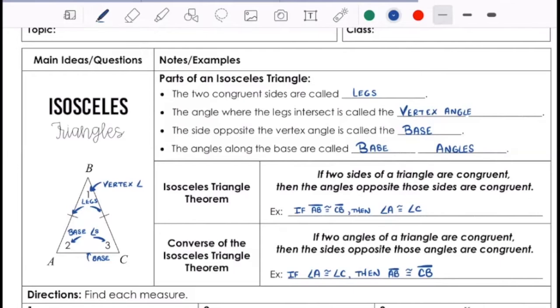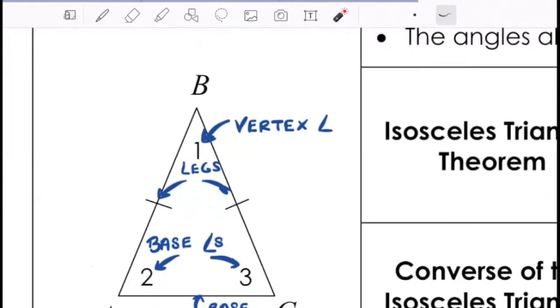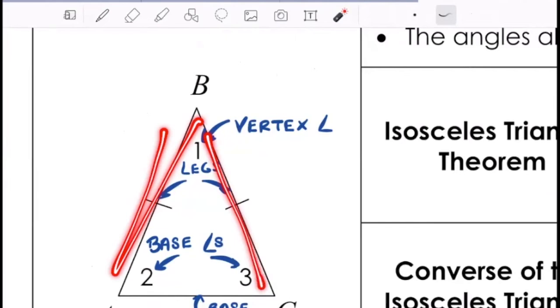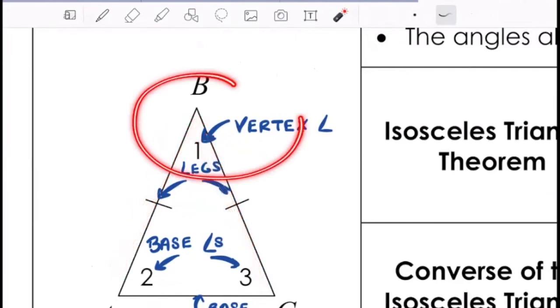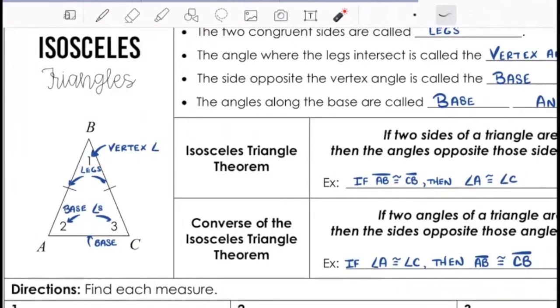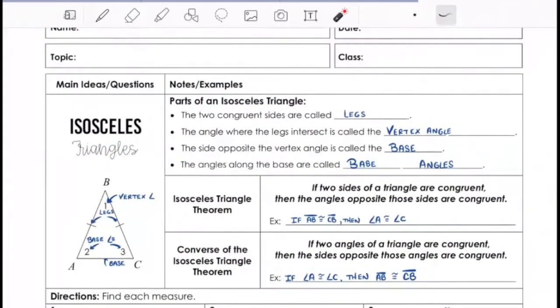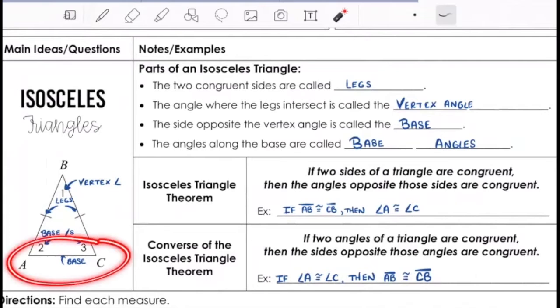Where our two legs come together, that's our vertex angle. So if you look at the picture on the left, the congruent sides are my legs. Where those two congruent sides come together is my vertex angle. The side that is opposite my vertex angle is called my base. And the angles along my base, in this picture 2 and 3, are called base angles. I know, they try to make it as complicated as possible, right?